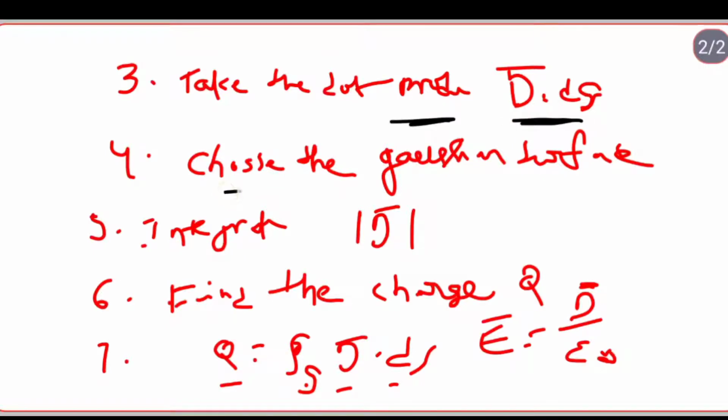After that we choose the Gaussian surface, where we are applying the integration. Integrate over the Gaussian surface, keeping D bar unknown as it is. Now find the charge Q enclosed by the Gaussian surface. After that equate the charge Q using the Gauss law equation. In this, D bar is the only unknown term. After that we can calculate D bar and E bar. These are the steps required.